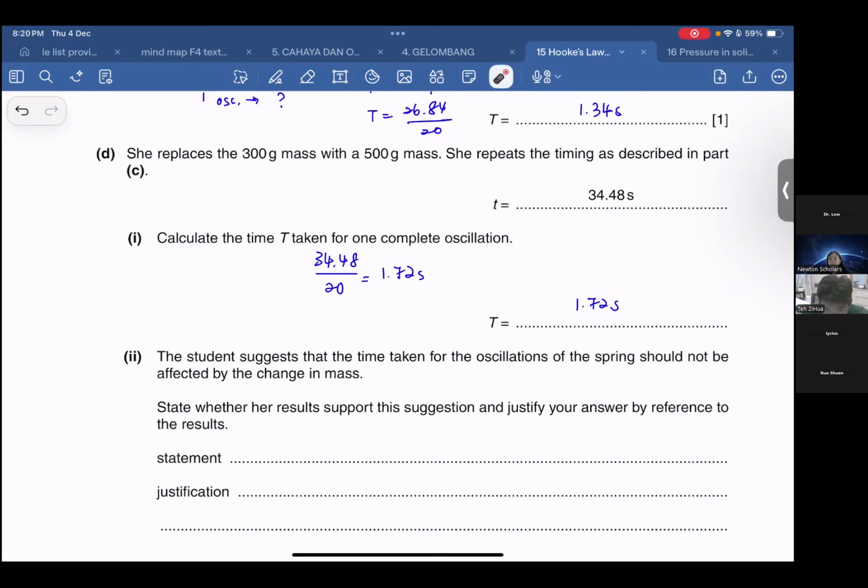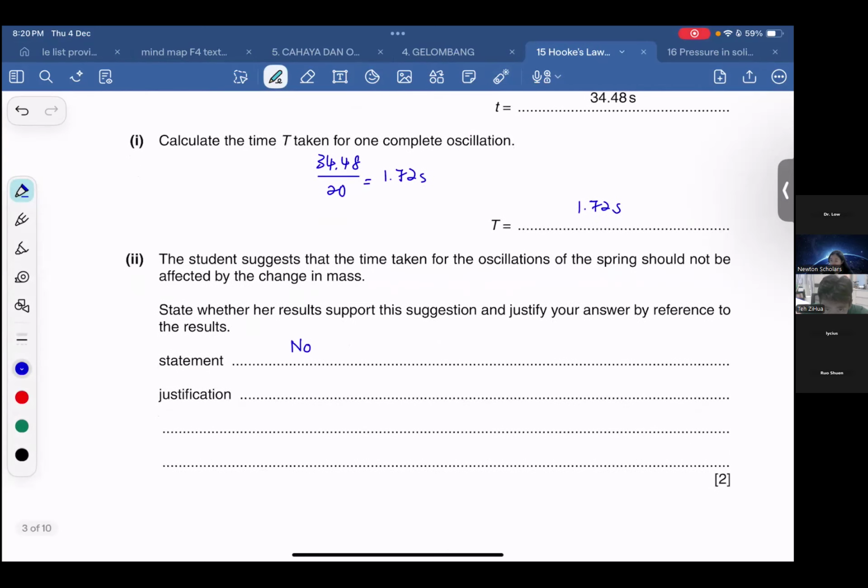Does not support. Because the time taken is shorter. Okay. Does not support is correct. So the statement here, we say no. Okay. That whether her results support this suggestion or not? No. Okay. Then how do we explain?